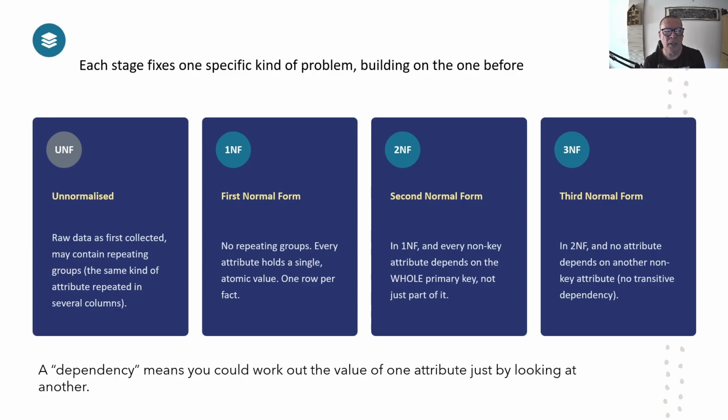So as you see there at the bottom, a dependency just means that you can work out the value of one attribute by looking at another. Now there should always be a dependency on the primary key, but for second normal form it has to be on the whole key and not just part of the key. Then in third normal form, we have to be in second normal form and have no attributes that depend on another non-key attribute. That's called a transitive dependency. So again, it just means that you could work out the value of one attribute just by looking at some other attribute that isn't the primary key.